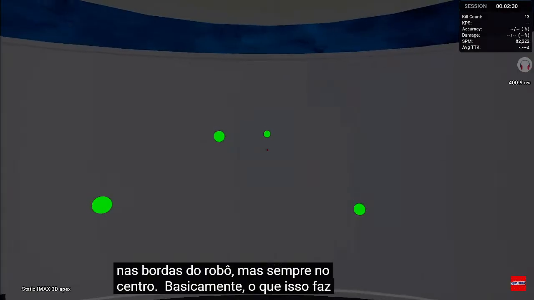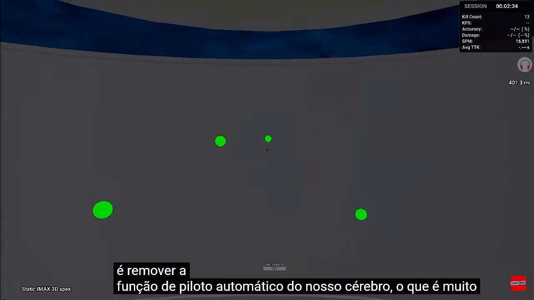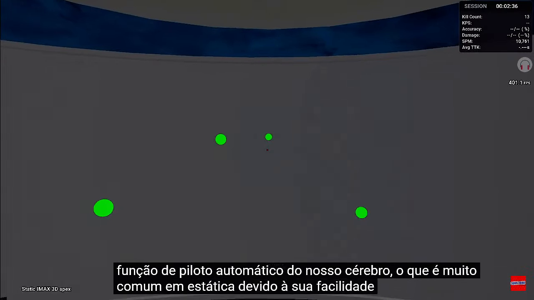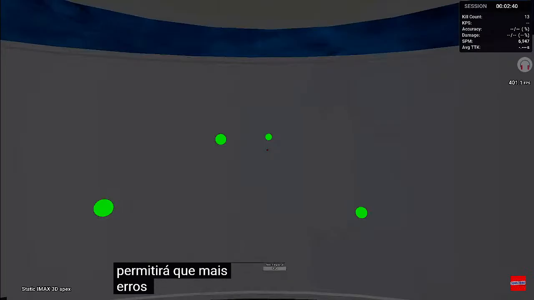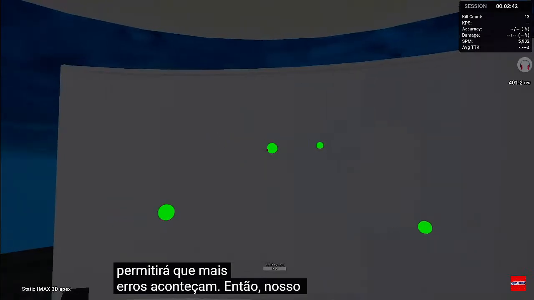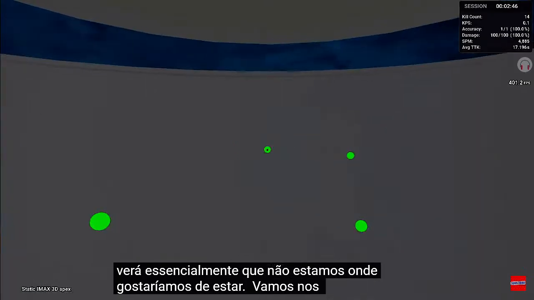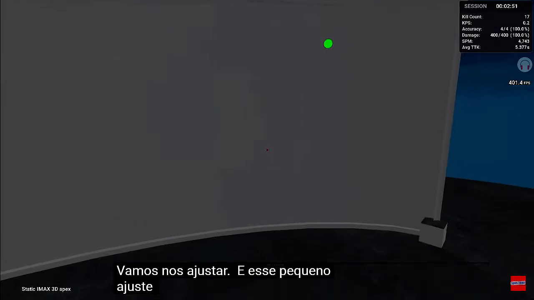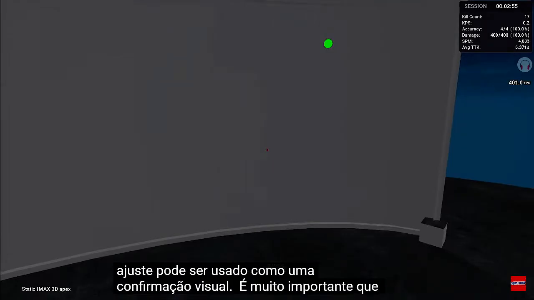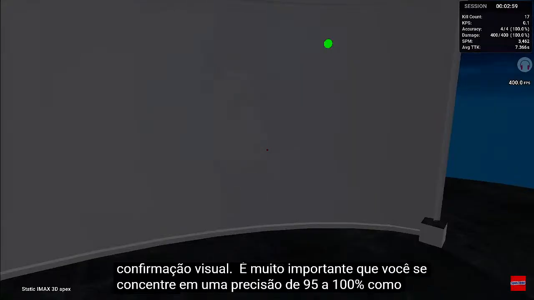Essentially, what this does is sort of removes our brain's autopiloting function, which is very common in static because of how easy it is. But because of how easy it is, it will then allow for more mistakes to come in. So our body will essentially see, we're not where we want to be. Let's adjust. And that little bit of adjustment can be used as a visual confirmation. Very, very important. You focus on 95 to 100% accuracy as a beginner.